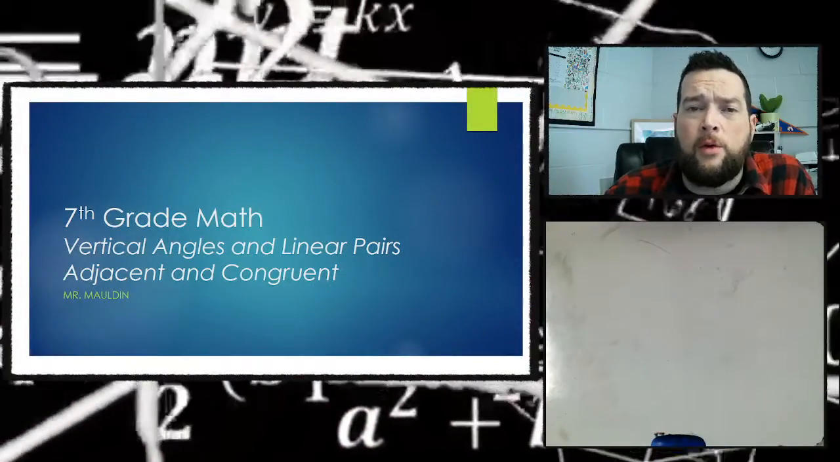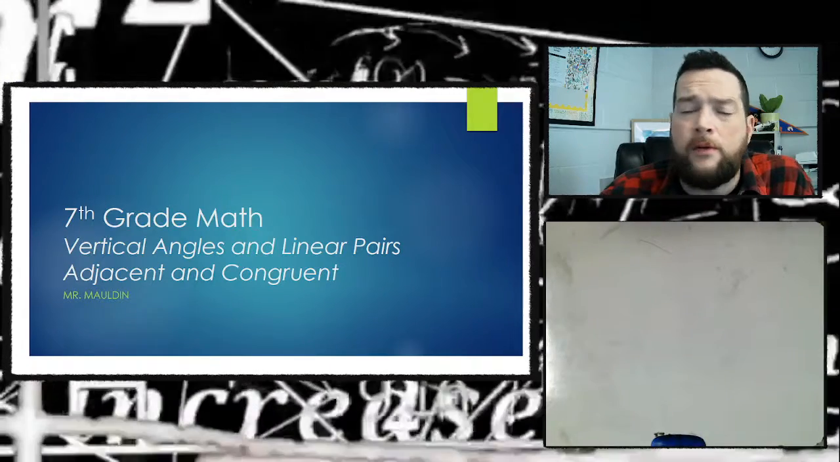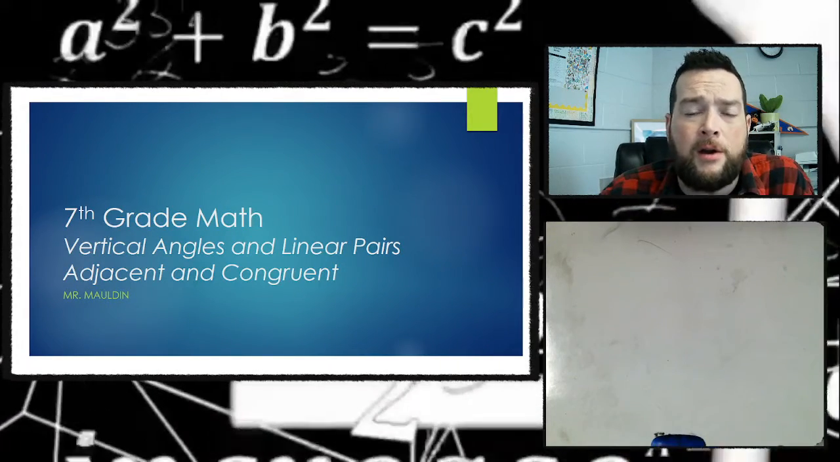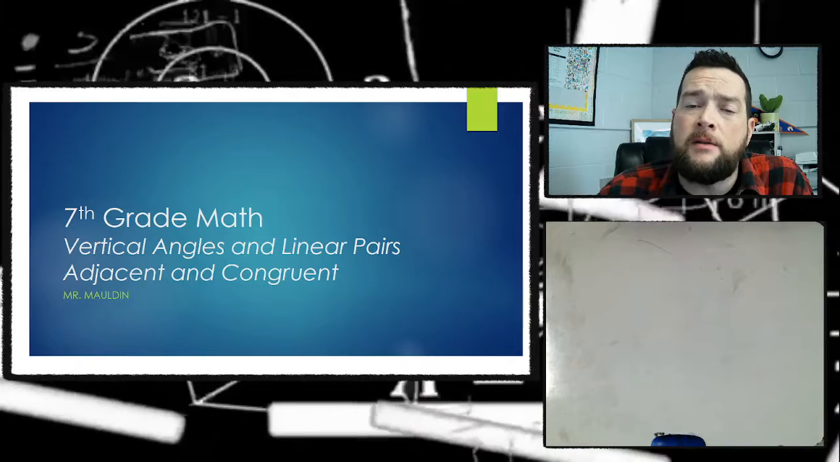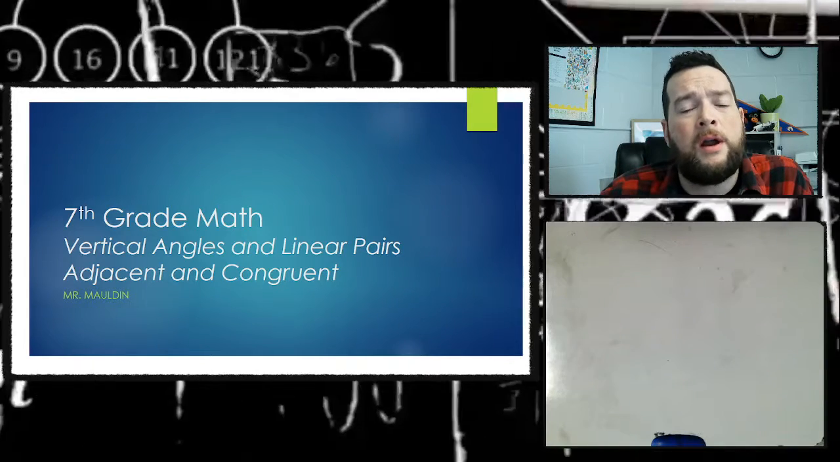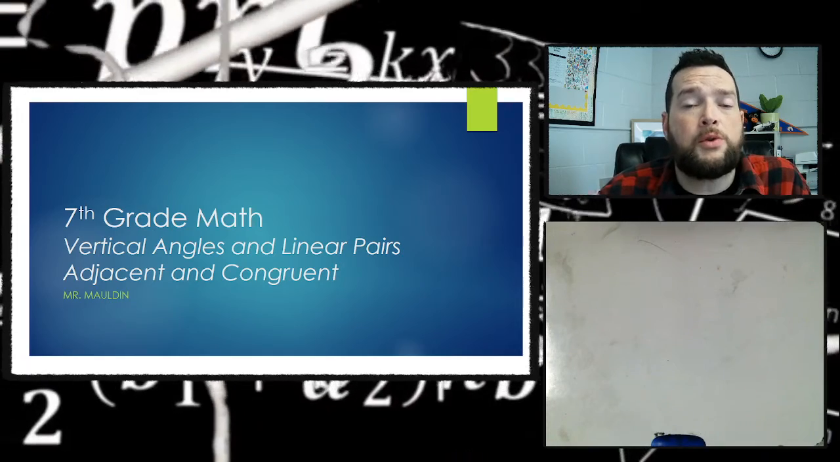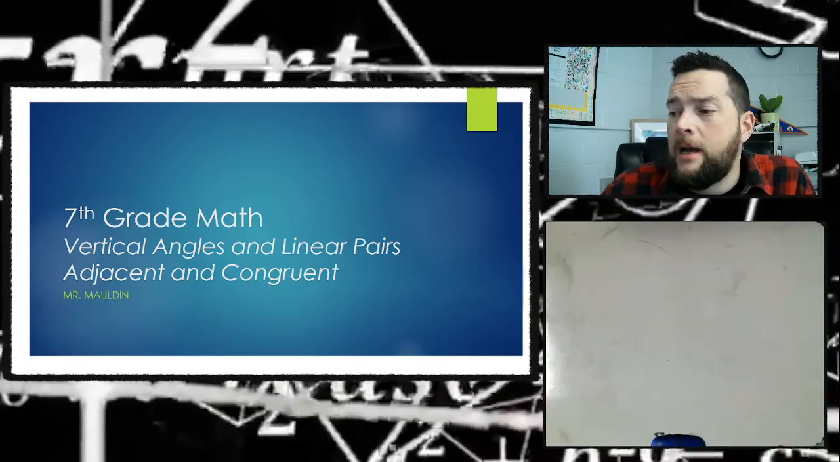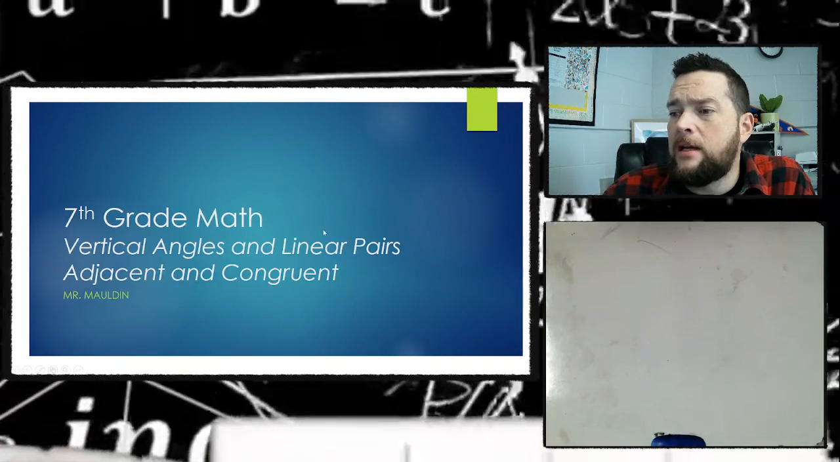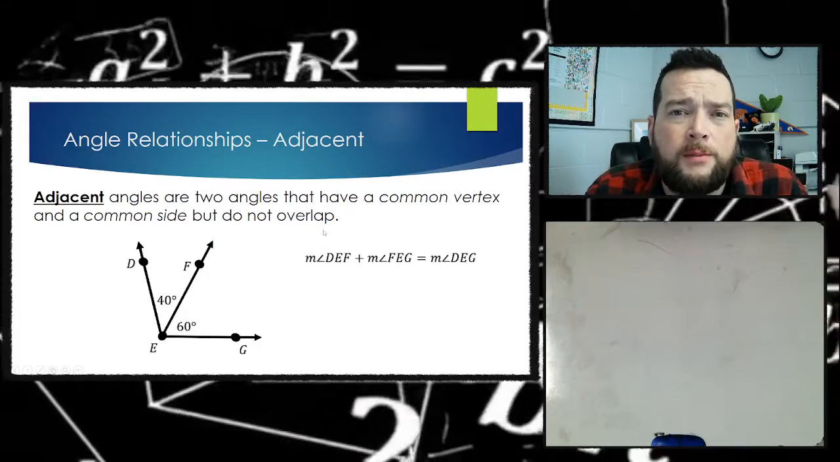Today in our video, we're getting into vertical angles and linear pairs, and just understanding the ideas of angles being adjacent to one another and also the idea that angles can be equal to each other, or congruent. So we're just gonna dive right into this and go over some different terms.